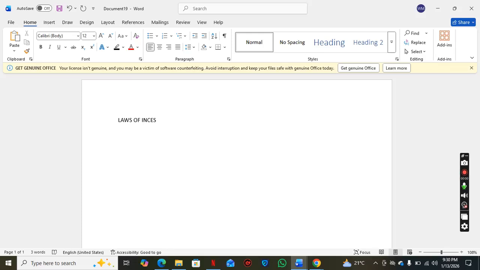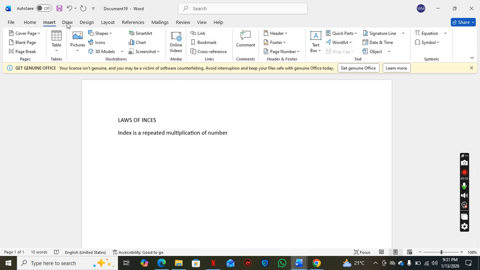What is an index? I'll also send you these notes after we're done with this class, okay? So an index is a repeated multiplication of a number. Repeated multiplication of a number. Alright. So, for example, let me illustrate this.